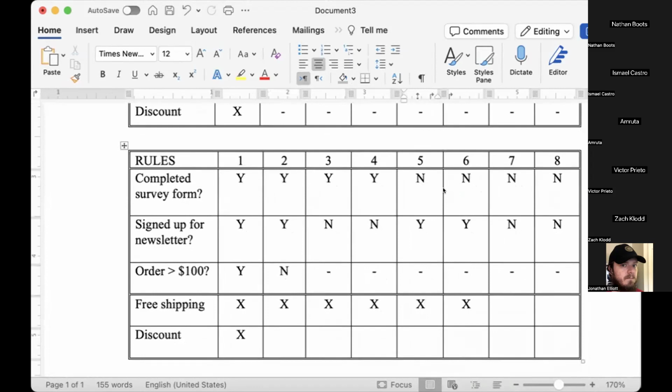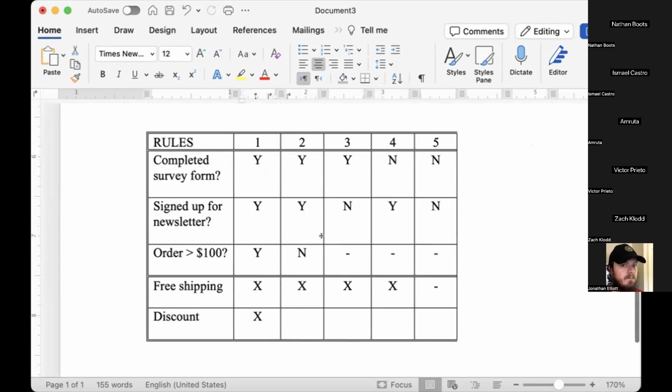Now let's look at 3 through 6. In 3 through 6, it doesn't matter how much you place for an order, whether over $100 or not. As long as you only did one of the 2 activities, you will just get free shipping. As a result, 3 and 4 basically come out to 1, 5 and 6 come out to 1, and 7 and 8 come out to 1. So there are 5 columns here, and that's basically your final outcome.